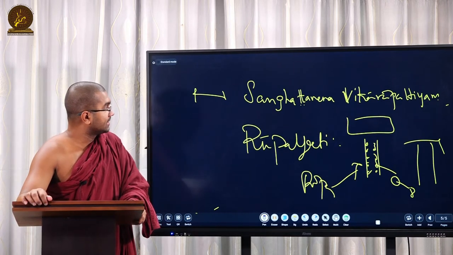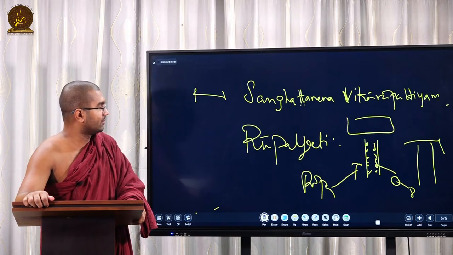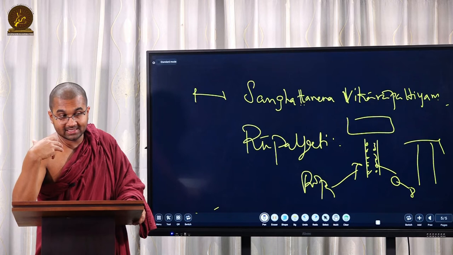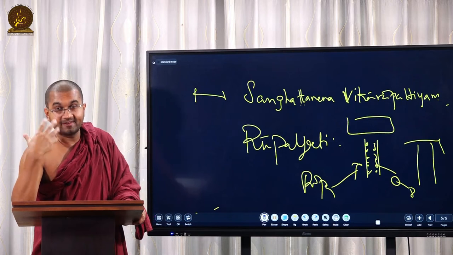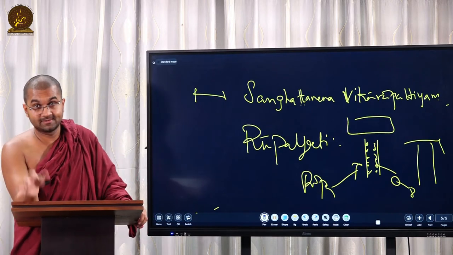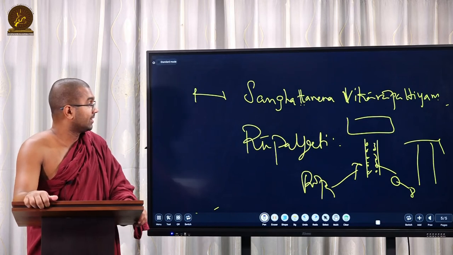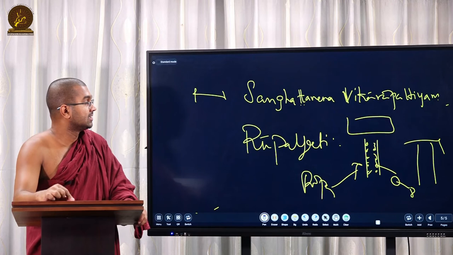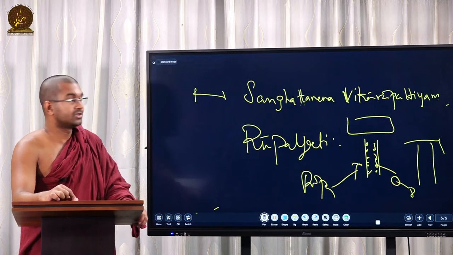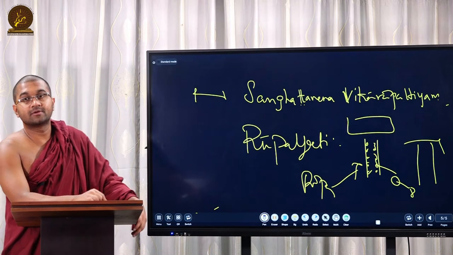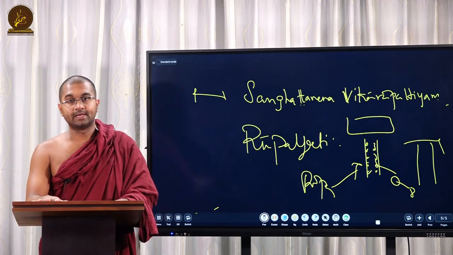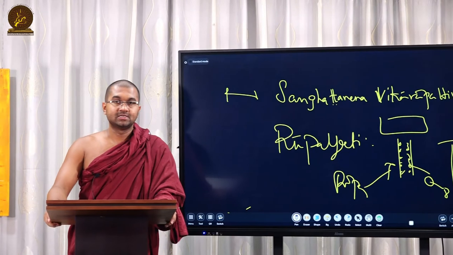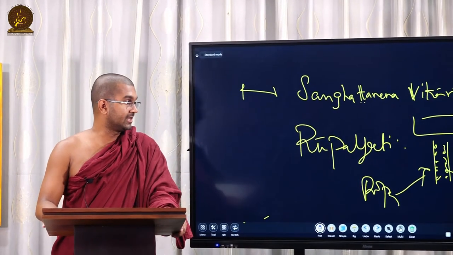Then there are two other definitions. One can be found in the Mula Tika: Rupeti Rupa. The things that manifest themselves are called rupa. And also the elements out of which the conventional rupas, the material stuff, are made, as Venerable Le Rukani Chandavir Mahathera gives the definition. So this will be the explanation.